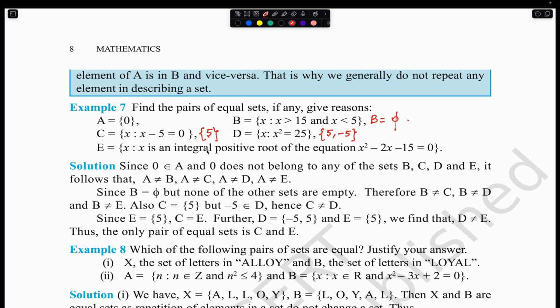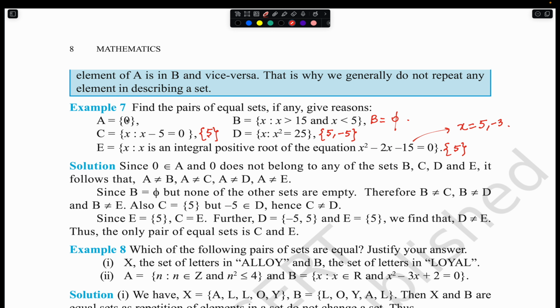Now, E is the integral positive root of this equation. So we have to find the positive root of this equation. If you try to solve this equation, there are two values of x. One is 5 and the other is -3, correct? Since we are only trying to find the integral positive root, this set is going to have only one element, that is 5, because -3 is not positive. So now let's see which of the pairs are equal.